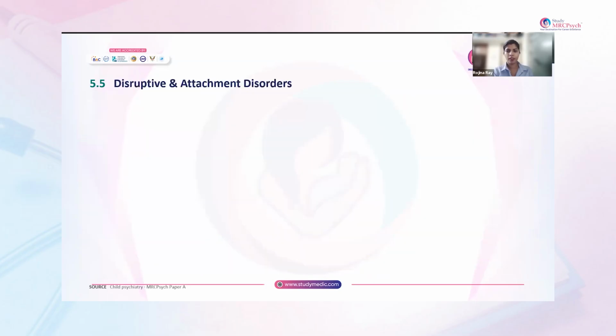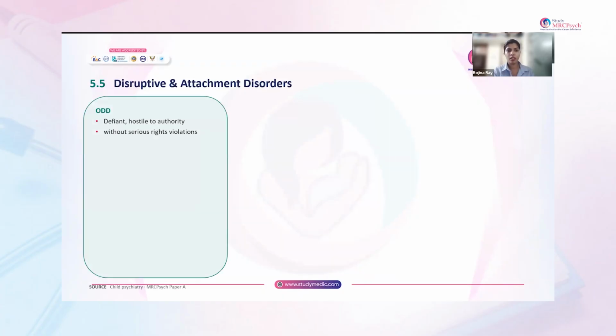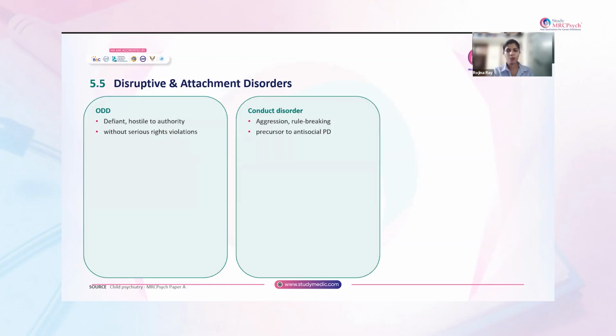Moving on, disruptive and attachment disorders. Oppositional defiant disorder involves persistent, defiant, argumentative, and hostile behavior towards authority figures without serious rights violations. So, there is no violation of the rights of others. That's the difference between ODD versus conduct disorder. Conduct disorder is more severe. It involves aggression, breaking or destruction of property, rule breaking, deceit, or it can even progress to ASPD.